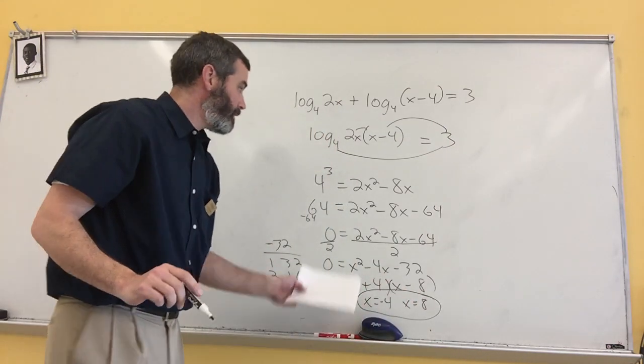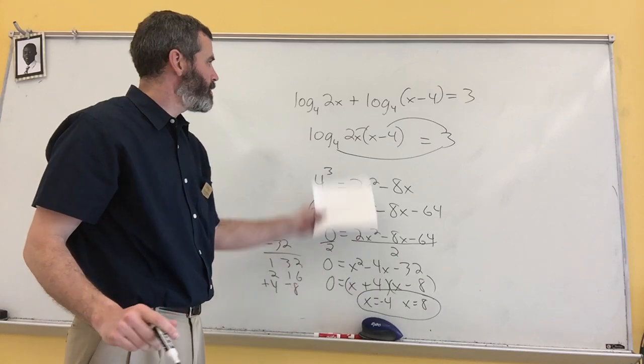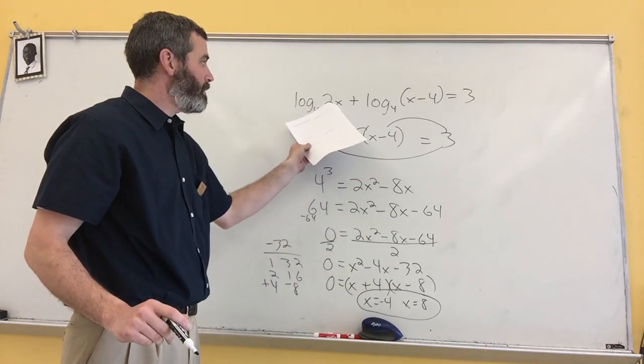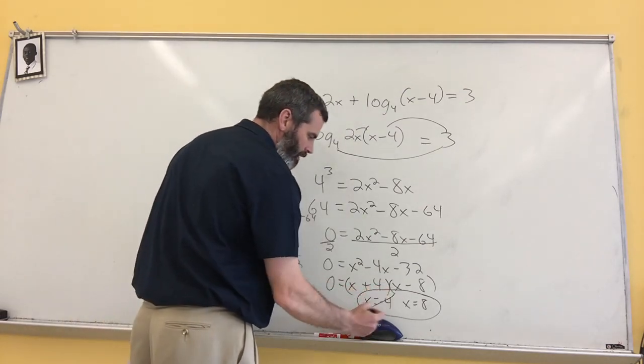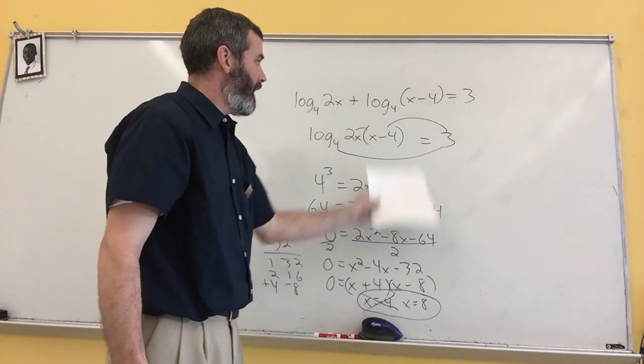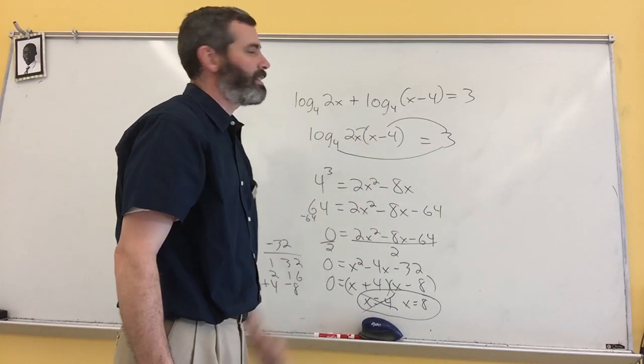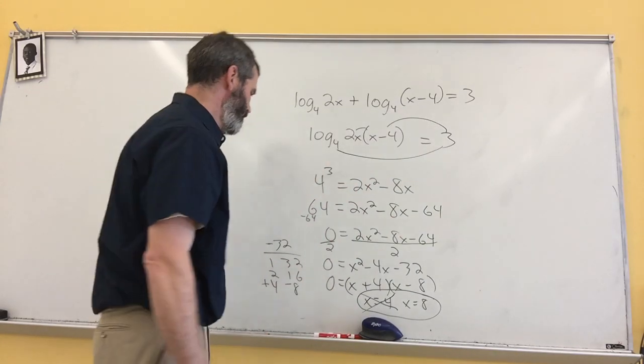Last step, since we have logs, I've got to check for extraneous solutions. 2 times negative 4 is going to be negative 8. I cannot take the log of a negative number, so that does not work. 8 minus 4 is positive 4. 2 times 8 is 16. We're okay. All right.